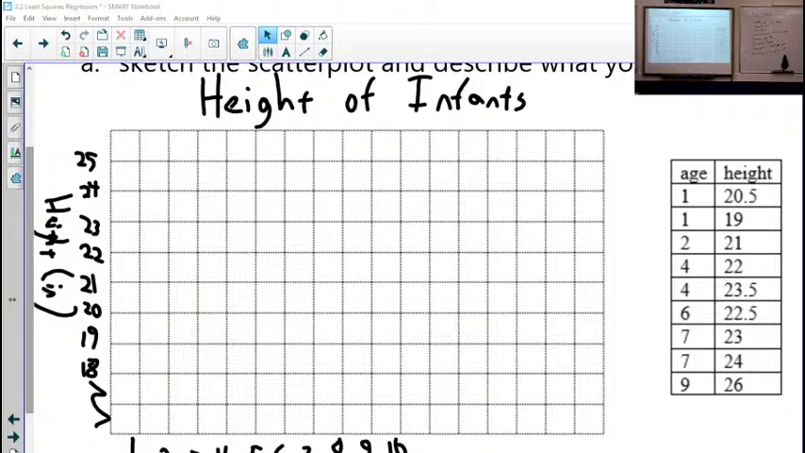Stat plot, we want to turn our stat plot on. Scatter plot, we want x to be list 1, y to be list 2. We're going to go zoom 9.